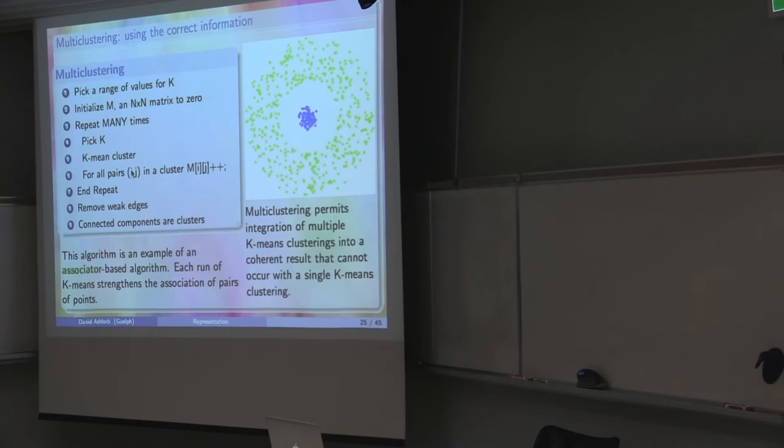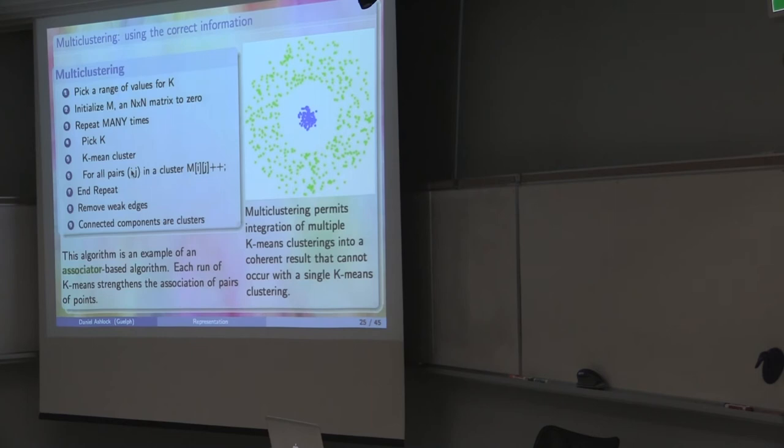So, pick a range of values of k. Initialize a giant matrix on all the data points, which is problematic, though you can store it as a sparse matrix and maybe not get in too much trouble. Repeat many times: pick k from your range, do k-means clustering, and for all pairs that are in a cluster together, add one to the matrix at that point. So every time two things are in a cluster together, I'm going to strengthen the association between them. And after I've done it a lot of times, I'll have this great big association matrix.